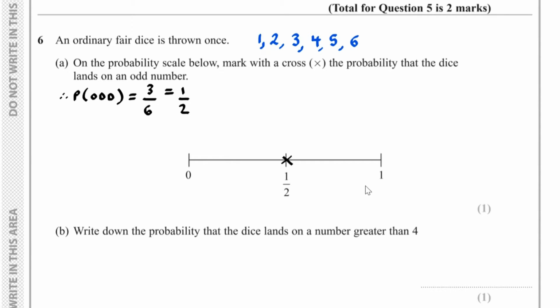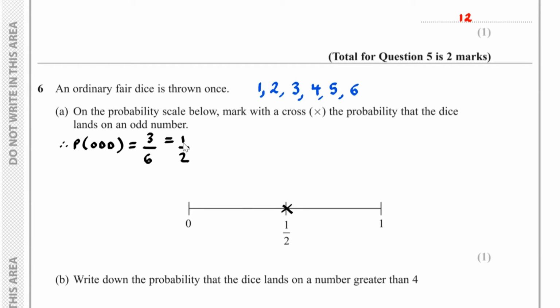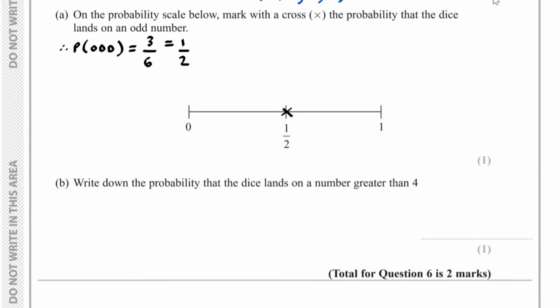Then for part B, we have to write down the probability that the dice lands on a number greater than 4. Well, how many numbers do we have greater than 4? Well, we've got the 5 and the 6. So the probability that we have a number greater than 4, we would have 2/6, which simplifies to 1/3. And therefore we write down 1/3.